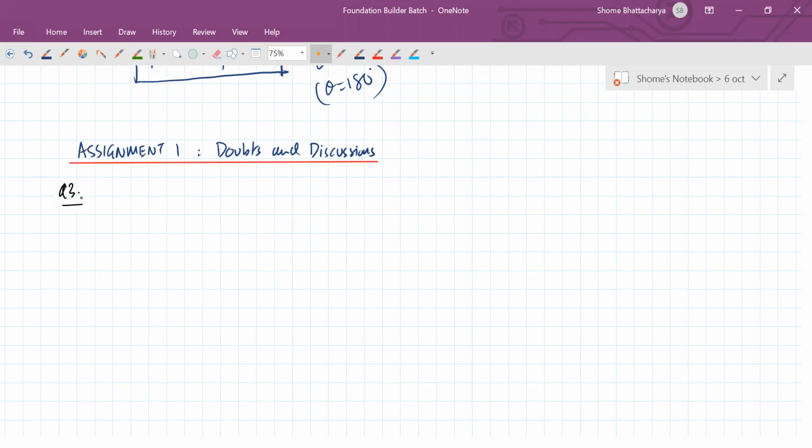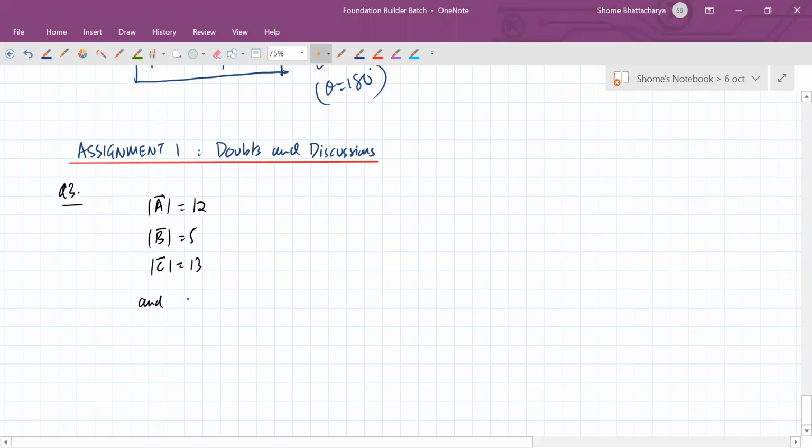Yeah, so it's saying that the magnitude of A, B and C are 12, 5 and 13 respectively. So magnitude of A is 12, B is 5 and C is 13, and also it is given to us that A plus B is equal to C. So we have to find the angle between A and B. Okay, so there are two ways in which we can do this question.